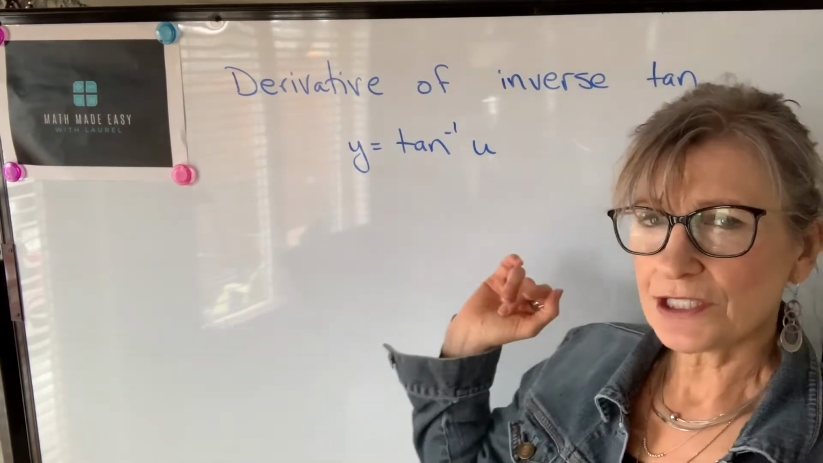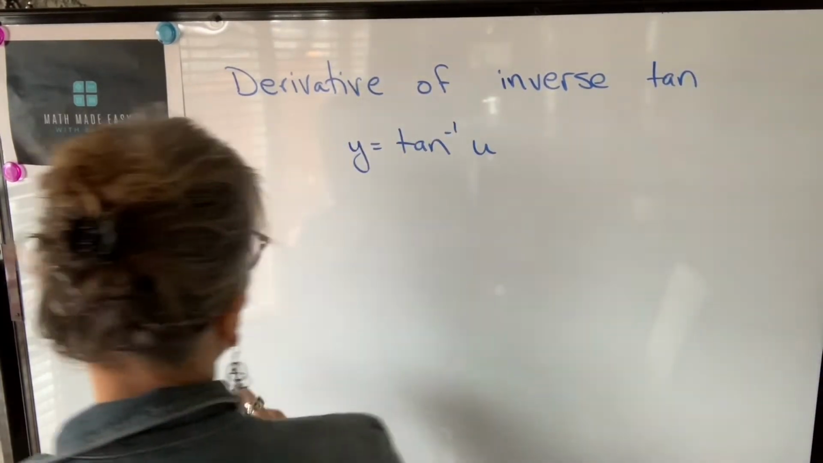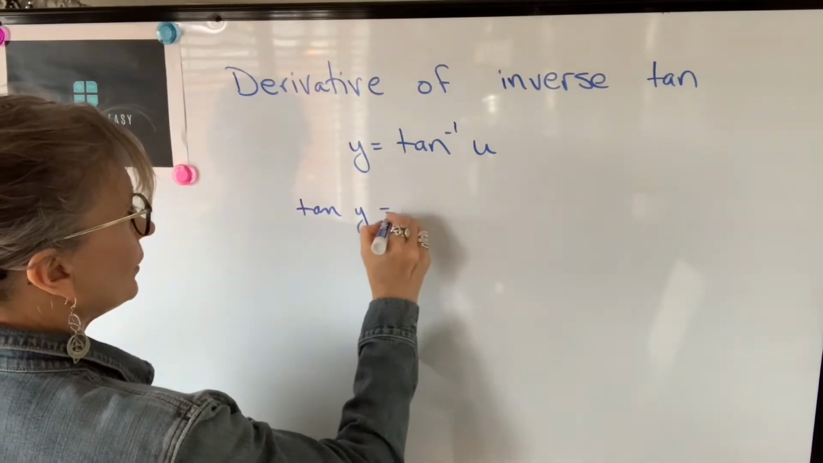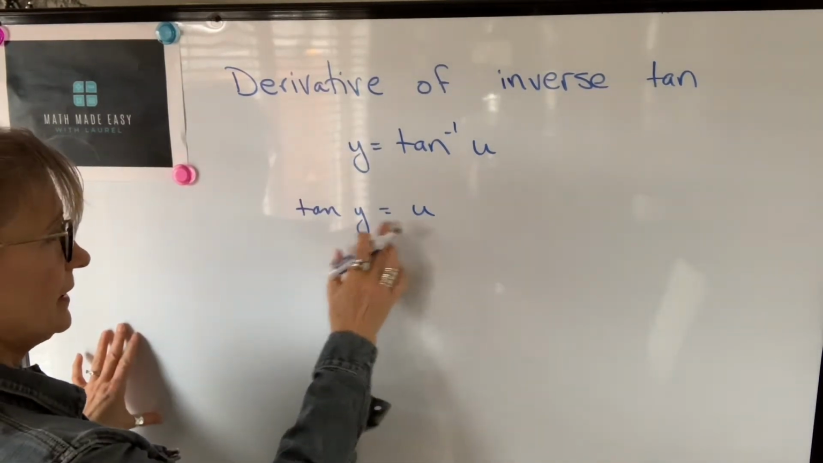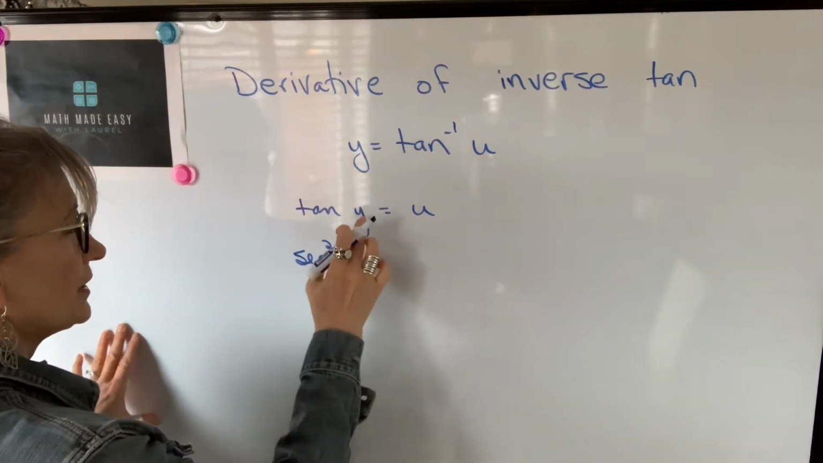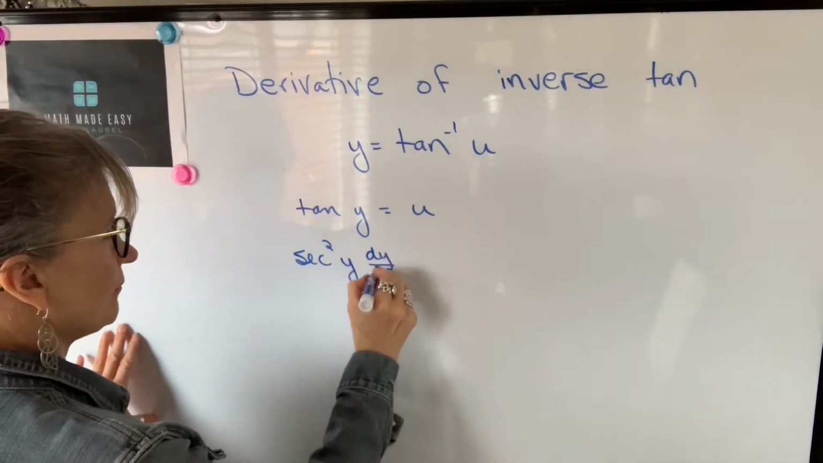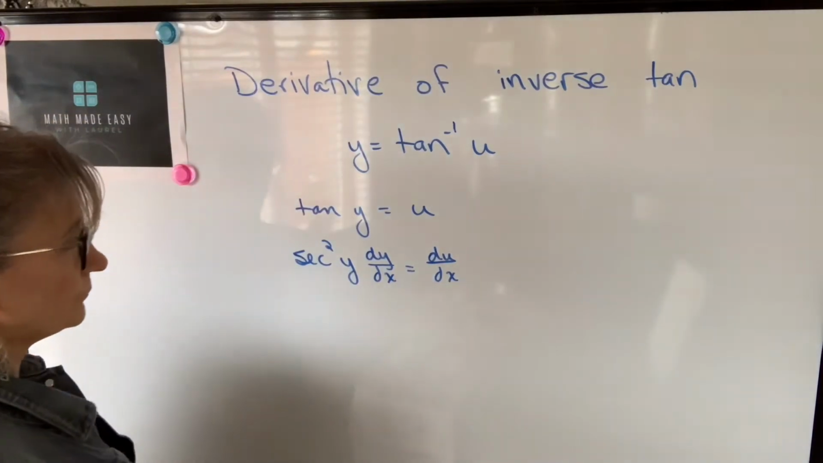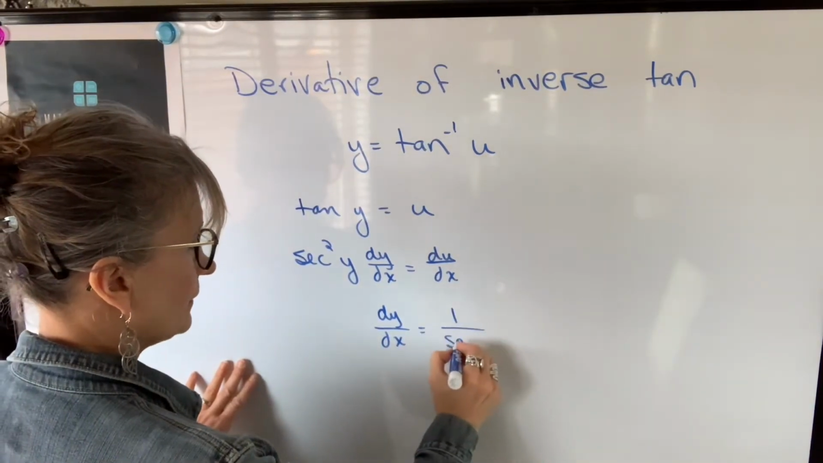In order to differentiate this, instead of expressing it as an inverse tan function, we could rewrite it as a tangent function. So if y equals the inverse tan of u, then tangent of y will equal u. So that's representing the same function. Then what I'm going to do is differentiate implicitly. So the derivative of tangent of a function will be secant squared of that function. We're differentiating with respect to x, where y is a function of x, so the derivative of y with respect to x is dy dx. The derivative of u with respect to x is du dx. We can isolate dy dx by dividing both sides by secant squared y.